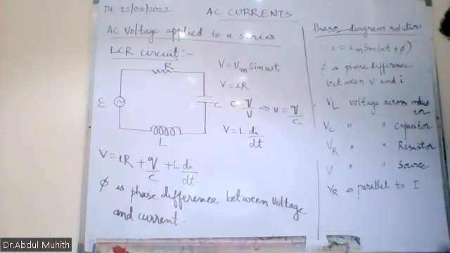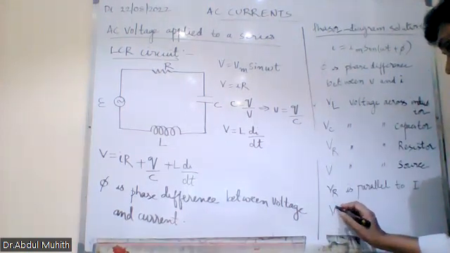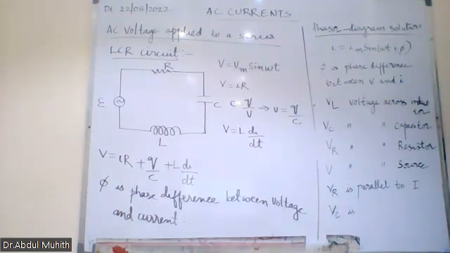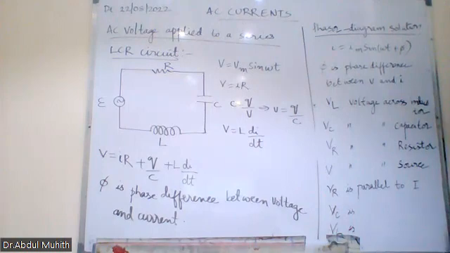VC is pi by 2 behind. So voltage across the capacitor, VC: is it leading or lagging? One is VC, one is VL. Who is leading the current now?